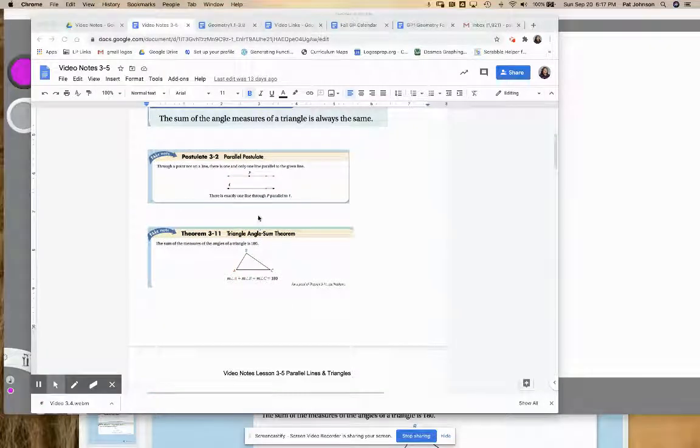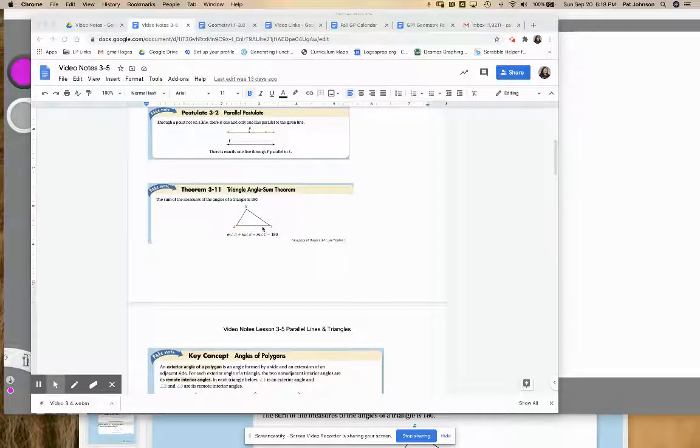Postulate 3.2 is called the parallel postulate. And what we need to know here is that through a point not on a line, there is one and only one line parallel to the given line. So here, there's exactly one line through P that is parallel to line L. The triangle sum theorem, you've already learned this. So basically it says the sum of the measures of a triangle is 180 degrees. So measure of angle A plus measure of angle B plus measure of angle C equals 180 degrees.